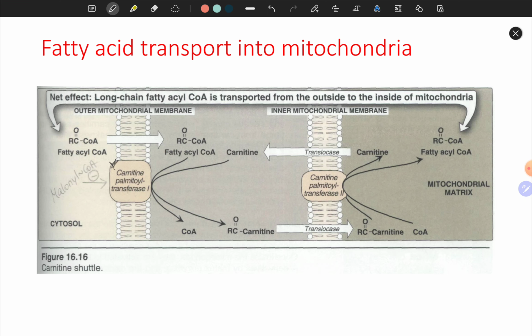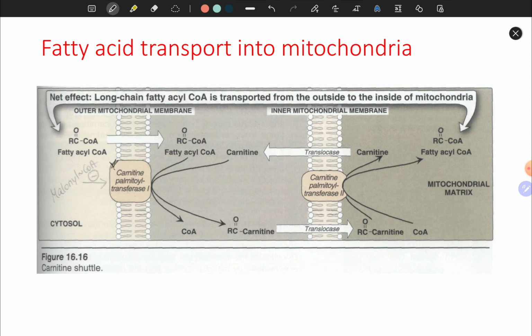Fatty acid oxidation occurred inside the mitochondria by the help of a transporter called carnitine palmitoyl transferase 1.